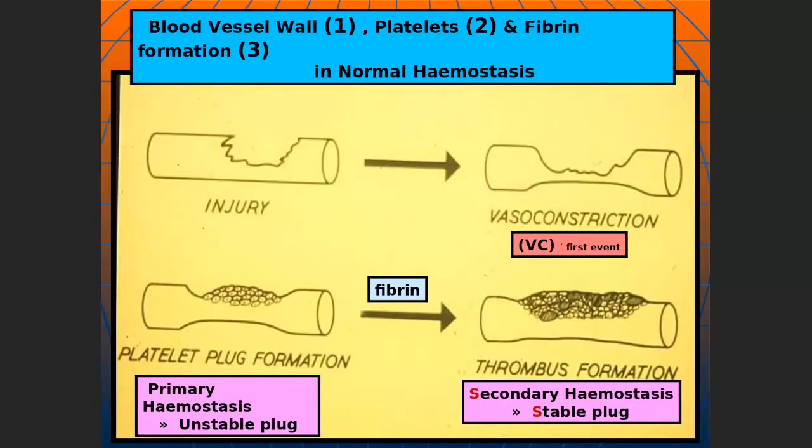Now, the next slide. This is a diagrammatic representation of normal hemostasis. We have injury, we have reflex vasoconstriction to arrest bleeding, then we have platelet aggregation and formation of the primary unstable plug, then conversion of fibrinogen into fibrin to form the secondary stable hemostatic plug.